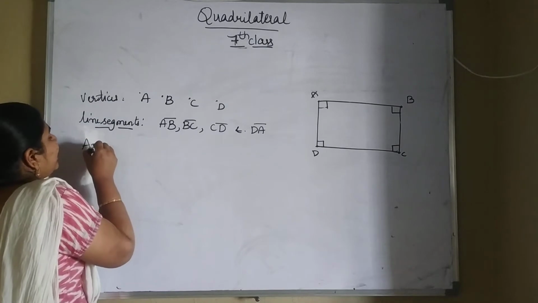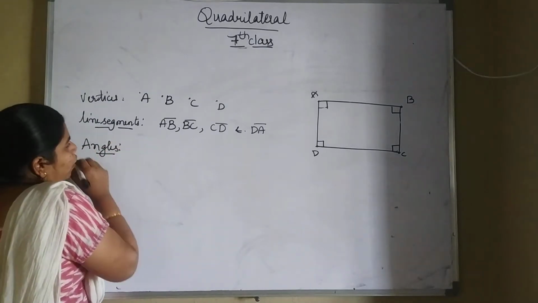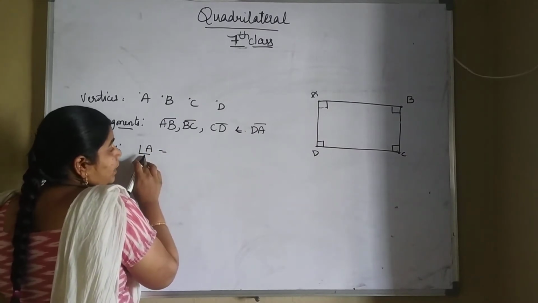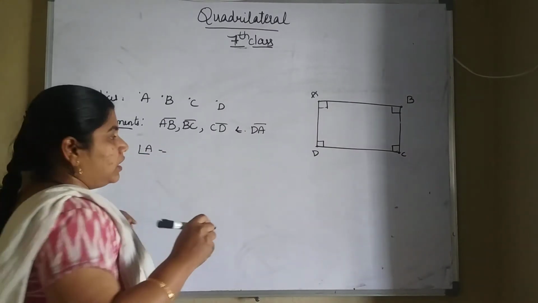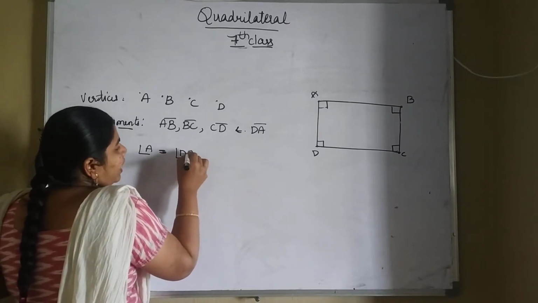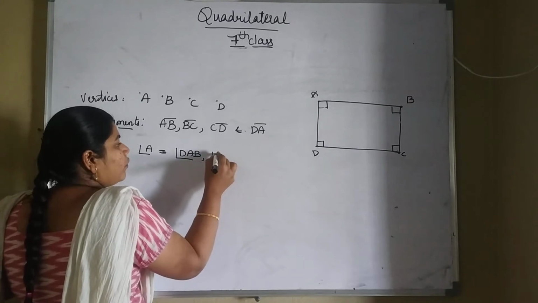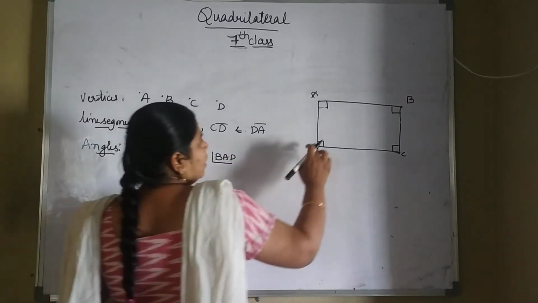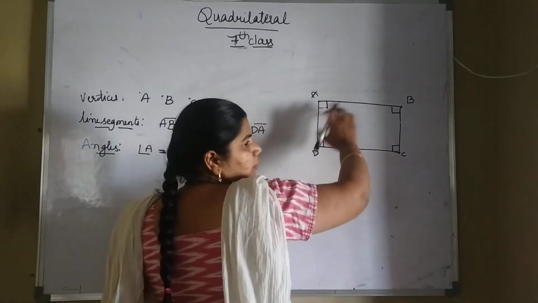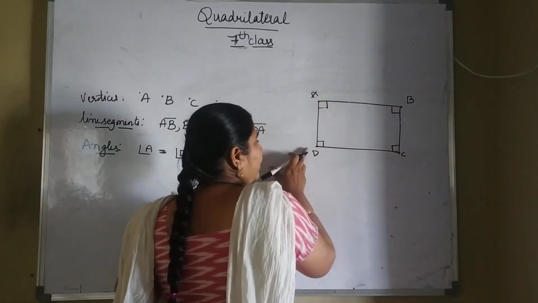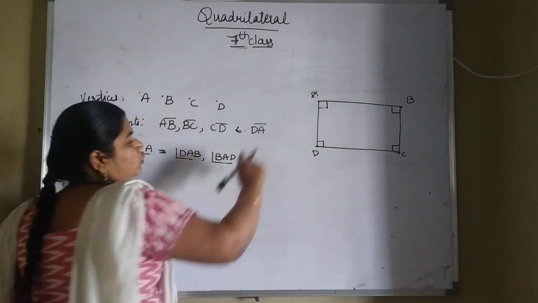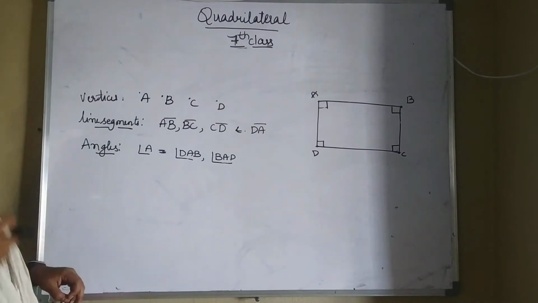And how many angles are there? We will see. Angle A. Angle A can also be written in the form of 3 alphabets. So how to write that? Already I told you. That is angle DAB, and also you can write it as BAD. Always the angle vertex should be in the middle. The remaining two vertices we have to write. We can write DAB or BAD. This A should be in the middle because we are talking about angle A.